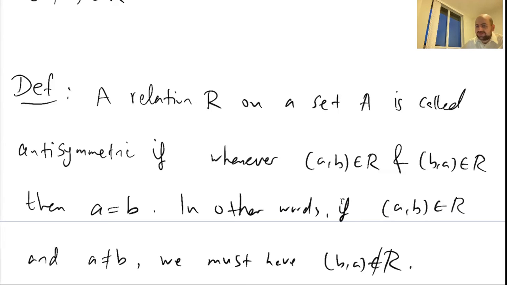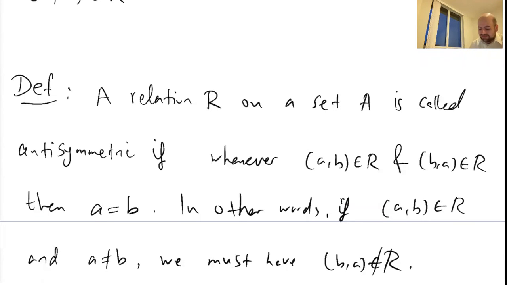So to solve this issue, we say that if (A, B) is in R and A is not equal to B, then (B, A) should not be in R. For example, if (2, 3) is in R in an antisymmetric relation, then (3, 2) should not be in R, because 2 and 3 are not the same. Or if (1, 5) is in R, then (5, 1) should not be in R, and so on. But if (2, 2) is in R, that's okay.